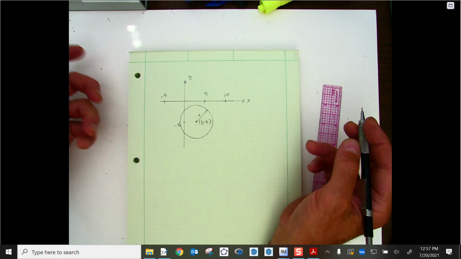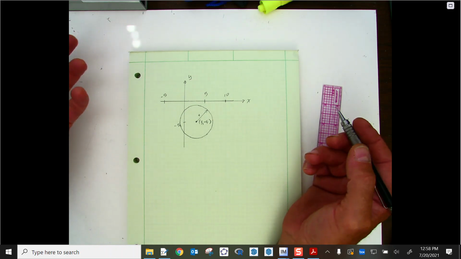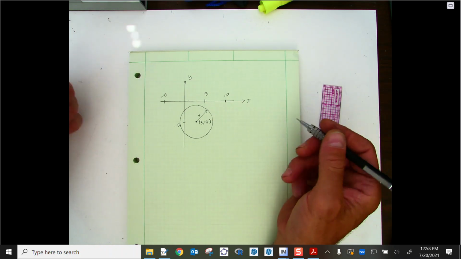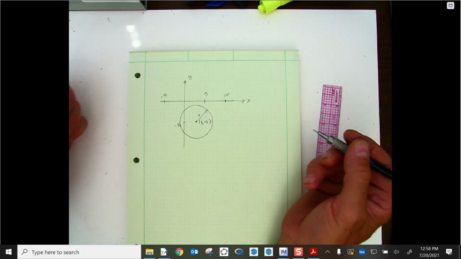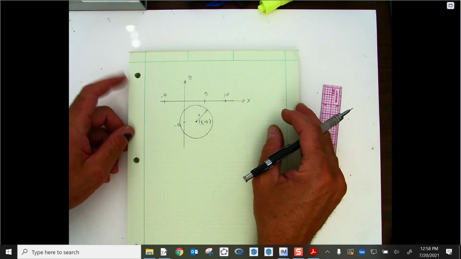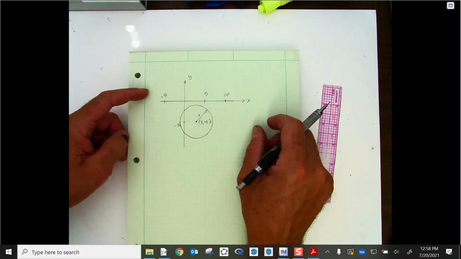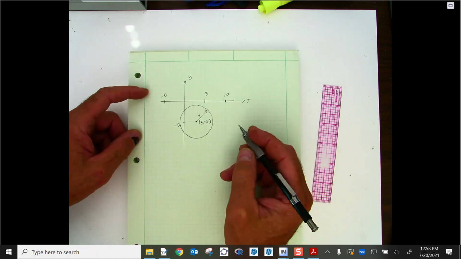And you may or may not have seen this before, but it turns out that the equations for lots of things that we know about on the coordinate plane come from these real basic things, like the equation of the line comes from our notion of slope, and the equation for a circle comes from our notion of distance. So here's the idea.